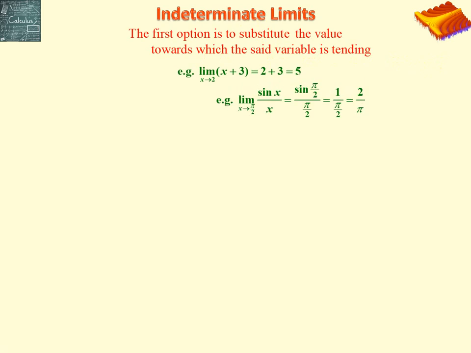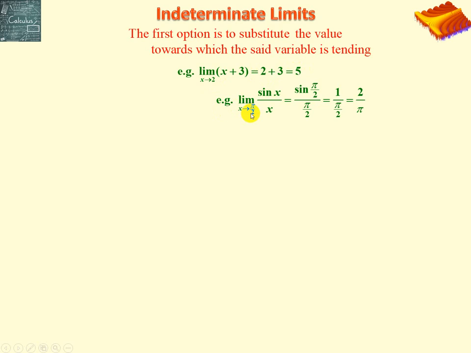Let's take a couple of examples. Here we are. Limit of x plus 3 as x tends to 2. Well, I'm just going to substitute 2 in for x. So I have 2 plus 3, which is 5. Yippee, that's solved.